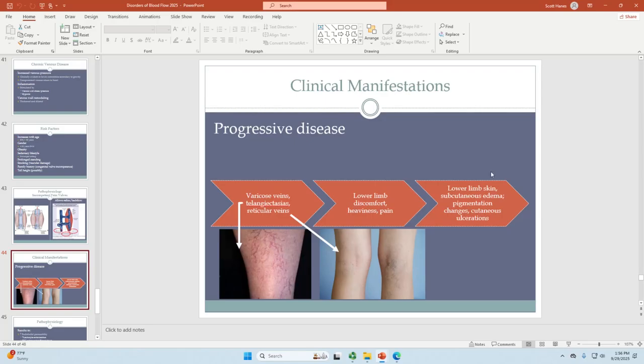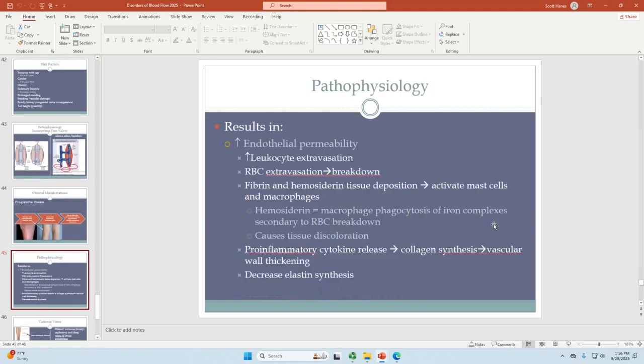And then long-term, more severe complications can include edema, pigment changes, and ulceration of the skin, which I'll show you on the next couple slides as well. So it can definitely be a progressive disease. Ultimately, what's happening at the venous level is that permeability of the vein is increasing, and so a lot of things that are normally contained within the veins are now allowed to leak out. Leukocytes, or white blood cells, and red blood cells get extravasated as well.